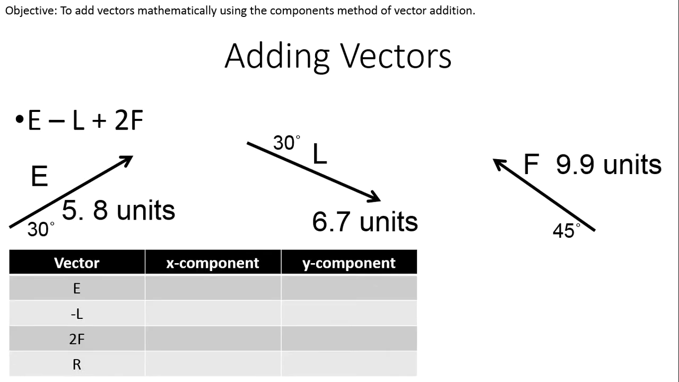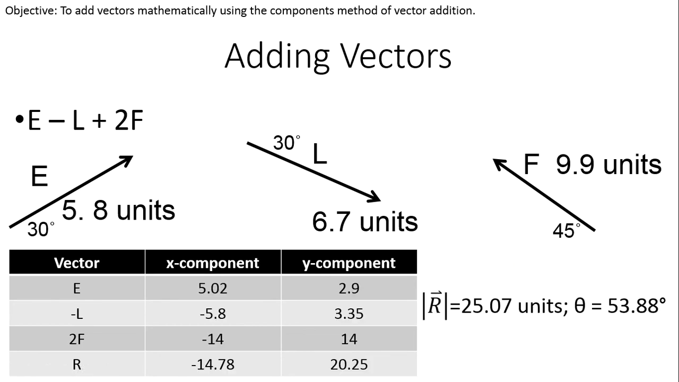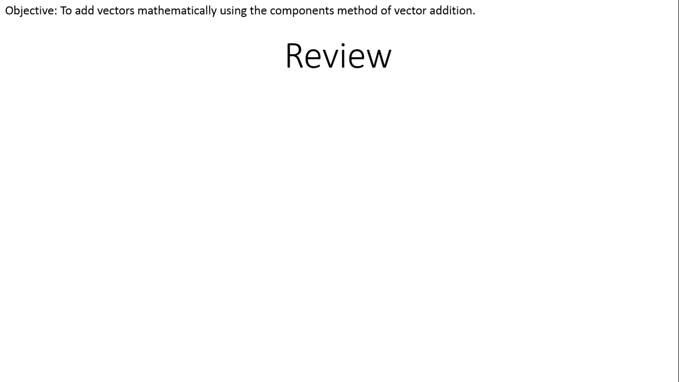Last example. Don't get intimidated here. This is basically using everything we've learned so far. We've got a negative, which means that L is going to point upwards. And we've got a 2 in front of the F, which means I'm going to go ahead and multiply this 9.9 by 2. Pause the video and see how you do. Okay, there you go. Those are my values here, ending up with a resultant magnitude of 25.07 units and an angle of 53.88 degrees.